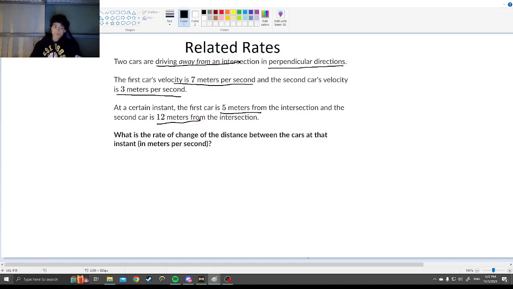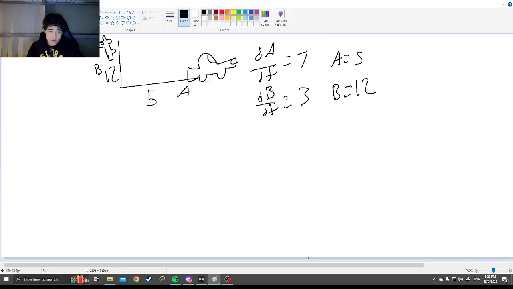And what are we looking for? The rate of change of the distance between the cars at this instant. So if we connect these two cars here, we got ourselves a little triangle, right? Because one car's here, one car's here. The distance between them is going to be this value here. We're going to call it, for no reason at all, C.